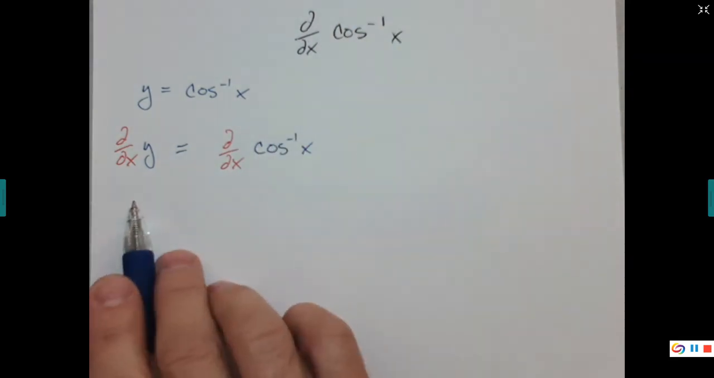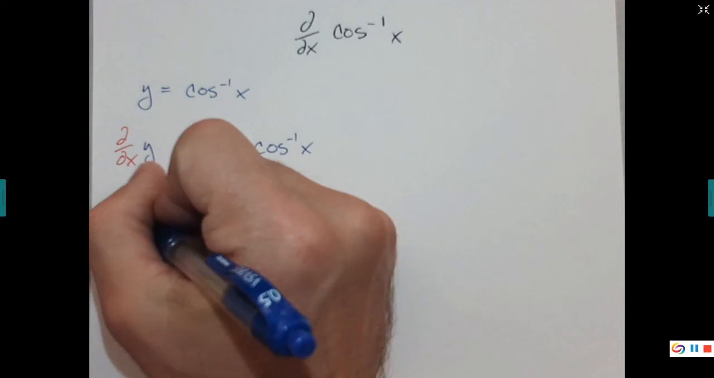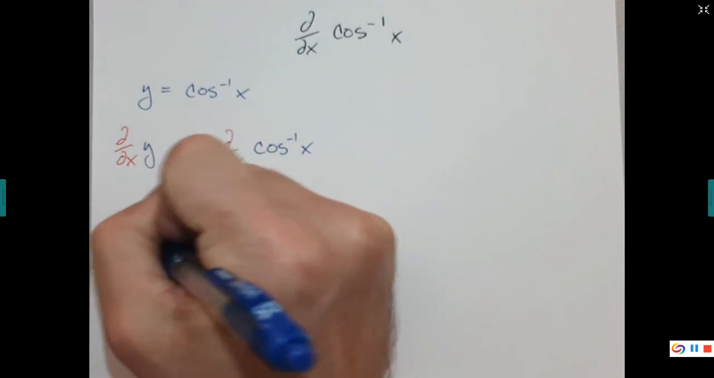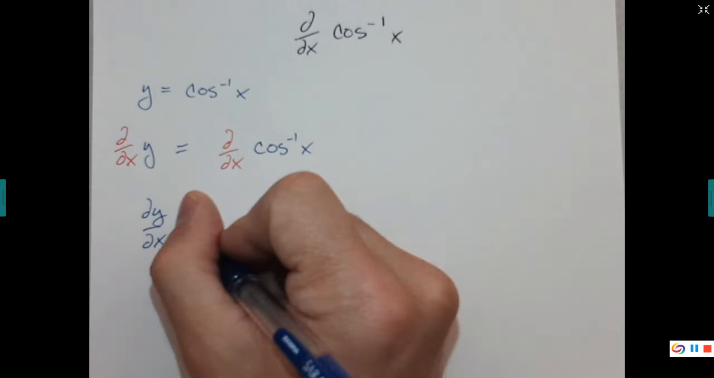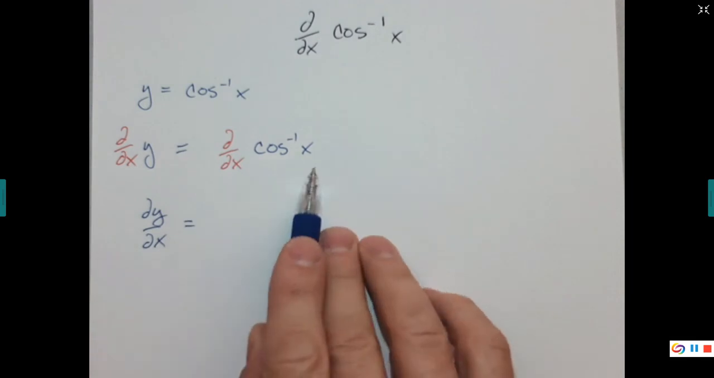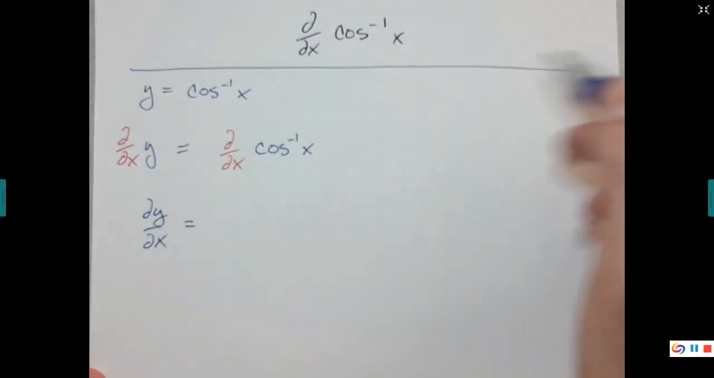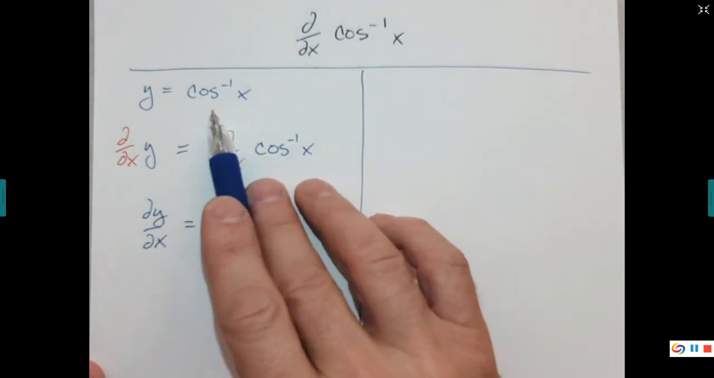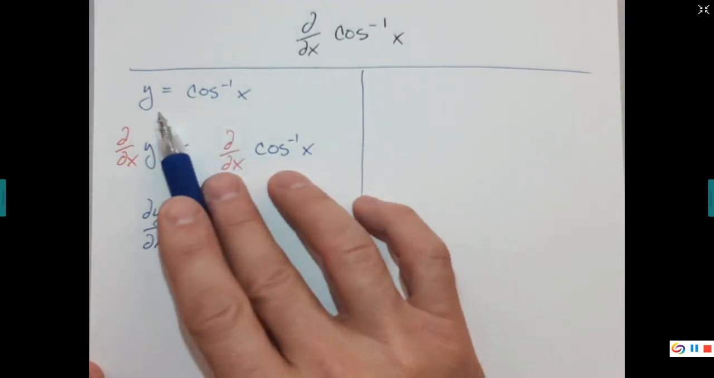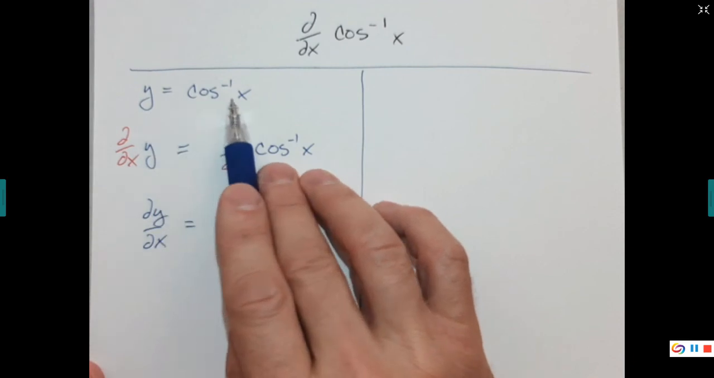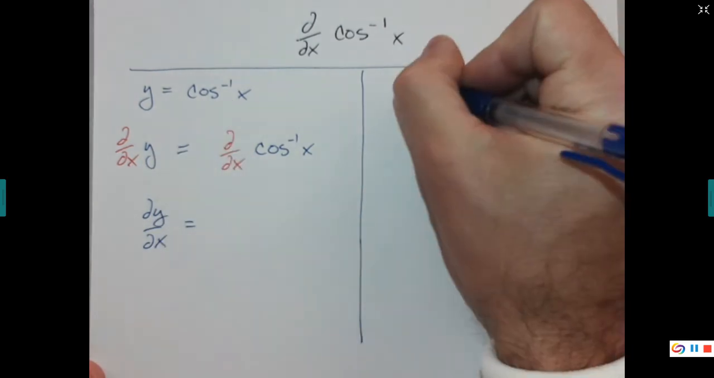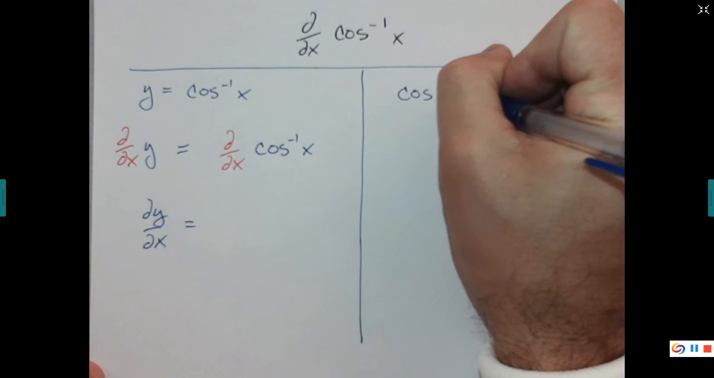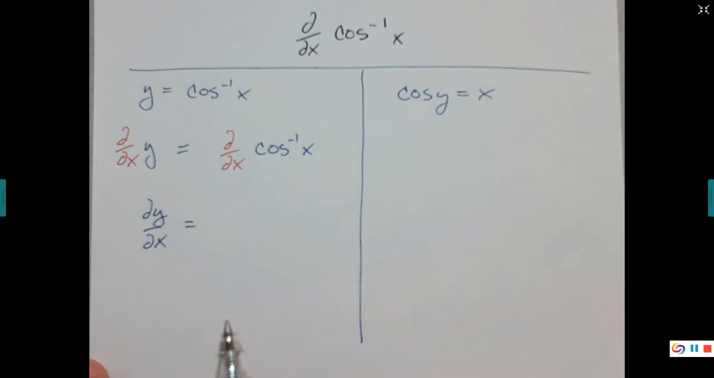And when we took the derivative with respect to x of y, we just simply had the notation dy dx. And we did not know what this was yet, so we moved to the other side and wrote the relationship that we know. If we state y equals inverse cosine of x, we then know cosine of y will equal x.